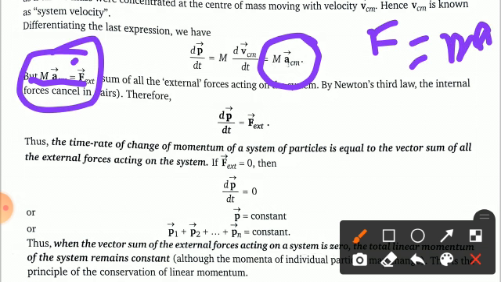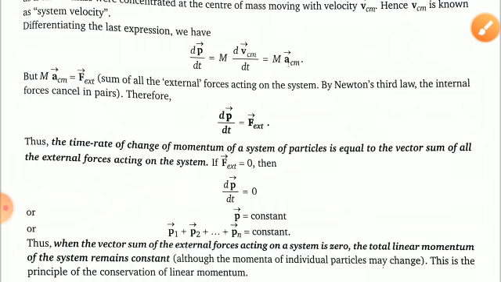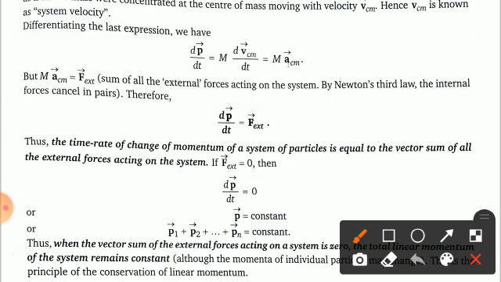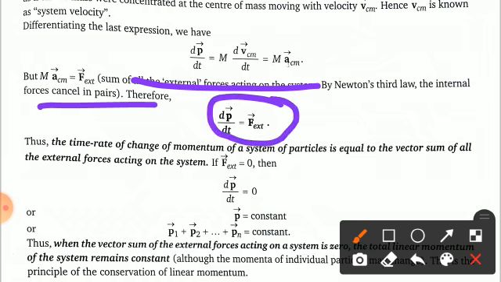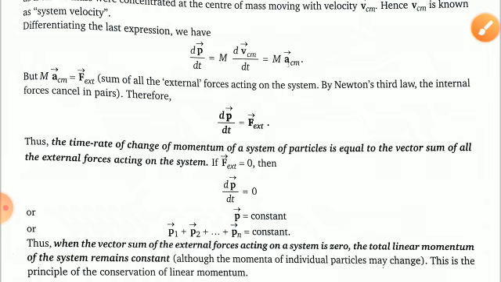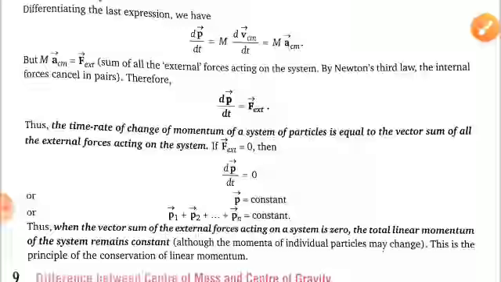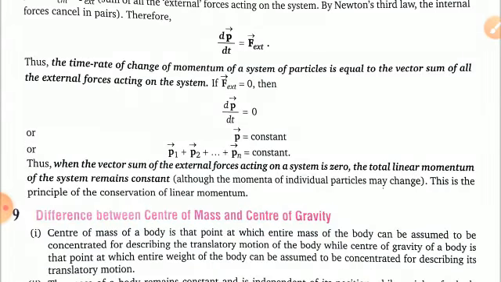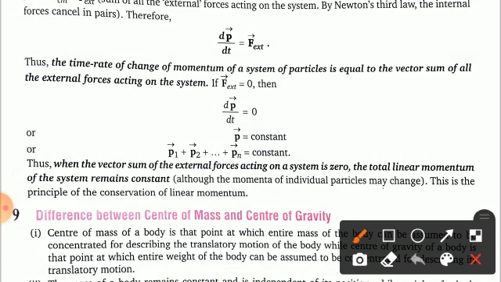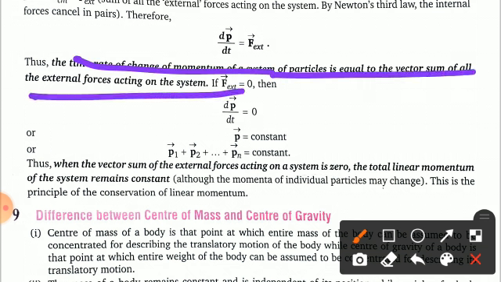So that is what is written here: m a vector is equal to F external, that is the sum of all the external forces acting on the system. Fine. By Newton's third law, the internal forces cancel in pairs. Therefore, in place of m a vector, we can write dp over dt is equal to F external force. I hope it is clear. Thus, the time rate of change of momentum of a system of particles is equal to the vector sum of all the external forces acting on the system.